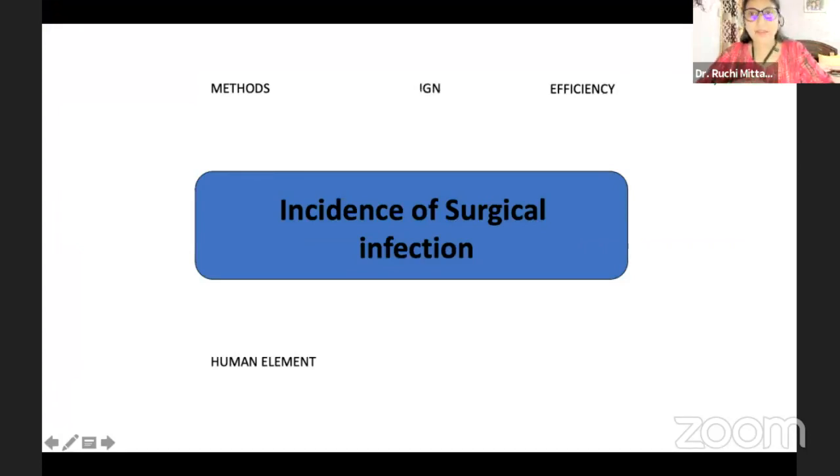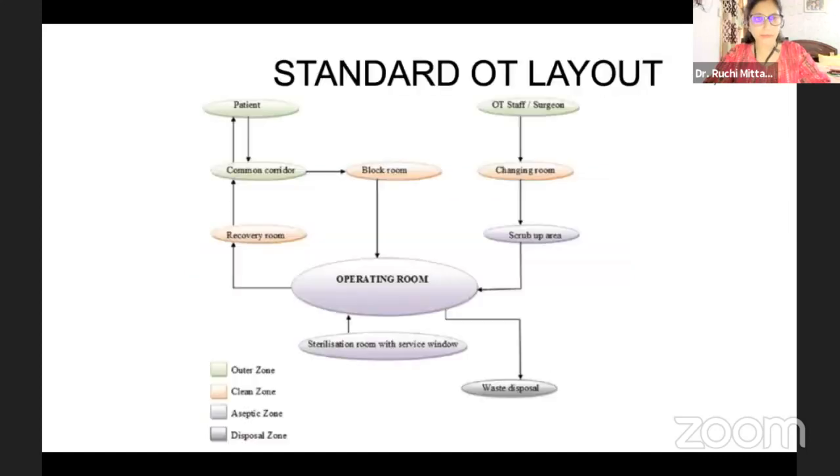Methods, designing of the OT, efficiency, human element, and equipment. So I'll be just touching upon the 2 points, like designing of the OT and equipment part. So this is a standard OT layout. We should know very well that the entry for the patient and the OT staff or surgeon should be completely separate.